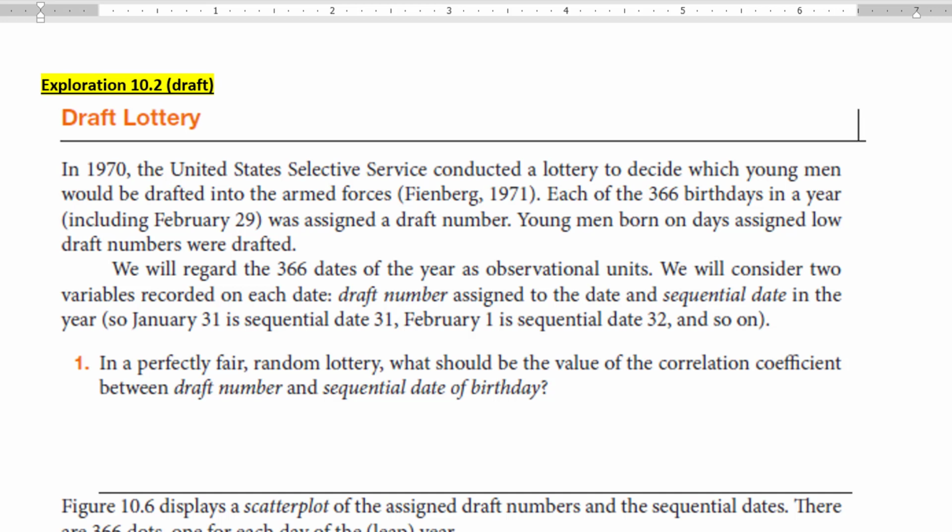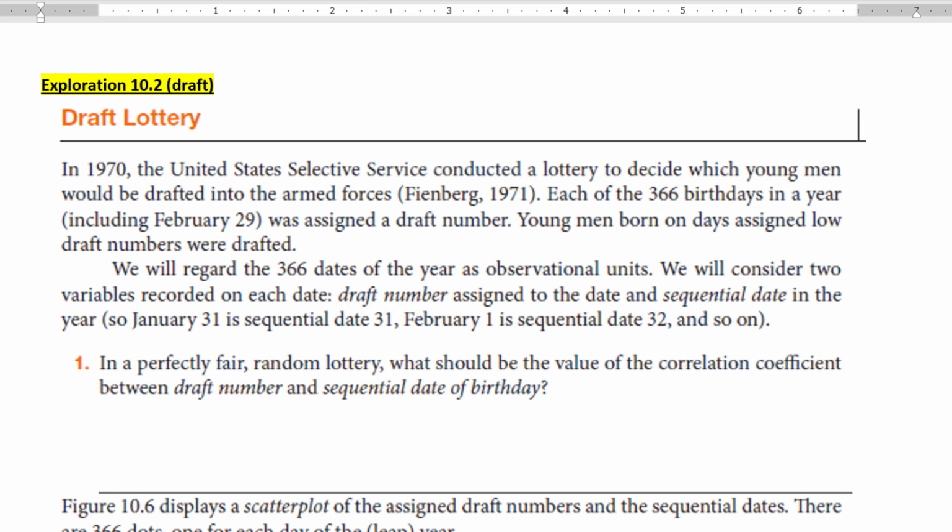So we're going to regard the 366 dates of the year as observational units, and we consider the two variables that we record on each date. We record a draft number and the sequential date. So, for example, January 1st is called number 1. January 2nd is called number 2. By the time you get up to January 31st, you're at birth date number 31, and February 1st would be birth date number 32, all the way down to December 31st, which would be 366. Then they take each of those birth date numbers and assign them randomly to a draft number, 1 through 366.